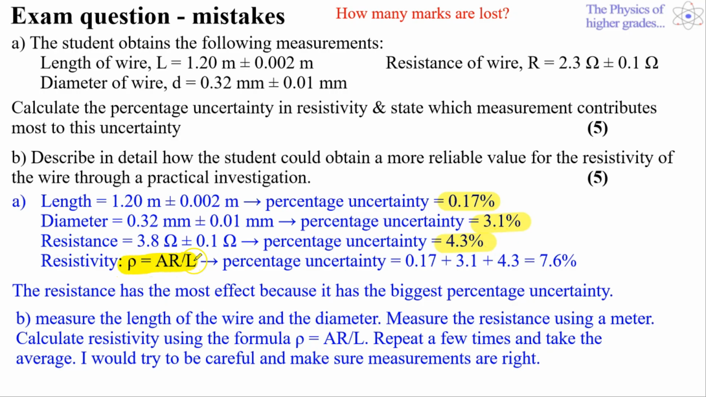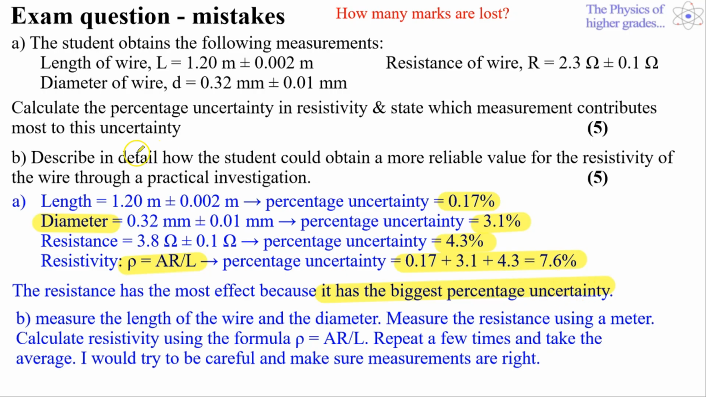So they've identified the resistivity formula. So we've got that. Percentage uncertainty, we need to combine the percentage uncertainties. They've just added them all together, which would be fine, but the diameter, if we're calculating the area, this is going to be pi r squared, or if you prefer, pi d squared over 4. So because we're squaring, then we have to multiply that percentage uncertainty by 2. They've missed that out. So when they identify, they say the resistance is the largest, but that's not going to be true because this is going to be 3.1 multiplied by 2. So they'll probably lose 2 marks there, maybe even 3, depending on the mark scheme.